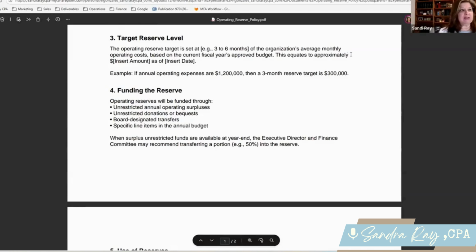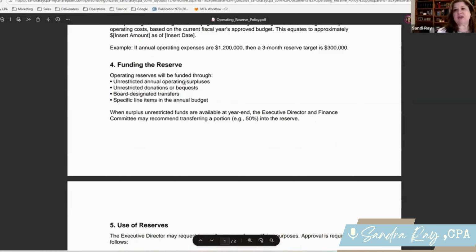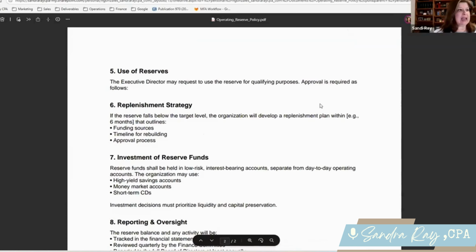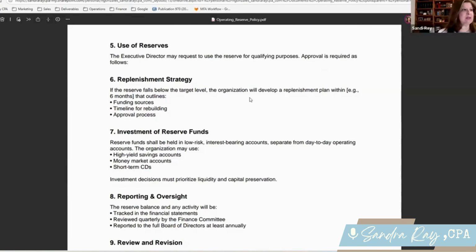Your target reserve level, again, it talks about the months and how it's calculated. For example, if you have an operating budget of 1.2 million, a 3-month reserve would be 300,000. Funding the reserve, where's the money coming from to fund this reserve? And once you reach a certain dollar amount, that's where it stops. The use of the reserves, and I would also say the approval policy: does the executive director have to go to the board? To the executive committee, can they approve it? That kind of thing, to pull money out of the reserves.